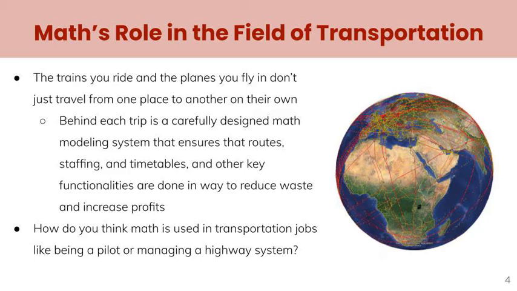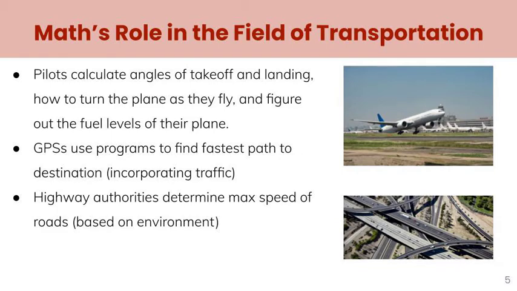So how do you know that math is used in transportation jobs, like being a pilot or managing a highway system? Well, there are a couple of examples. Pilots calculate angles of takeoff and landing, how to turn the plane as they fly, and figure out the fuel levels of the plane. GPSs, on the other hand, use programs to find the fastest path to destination, incorporating traffic. And finally, highway authorities determine the max speed of roads based on the environment.